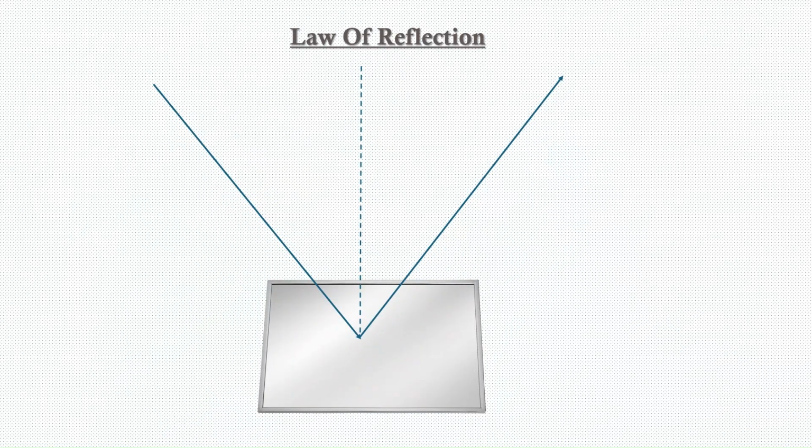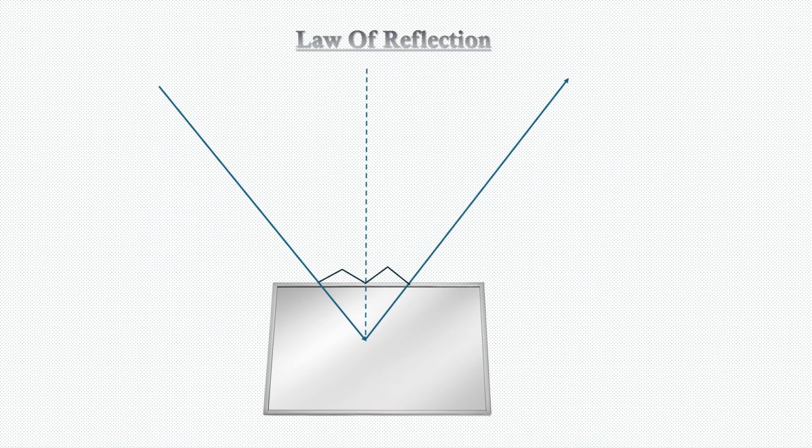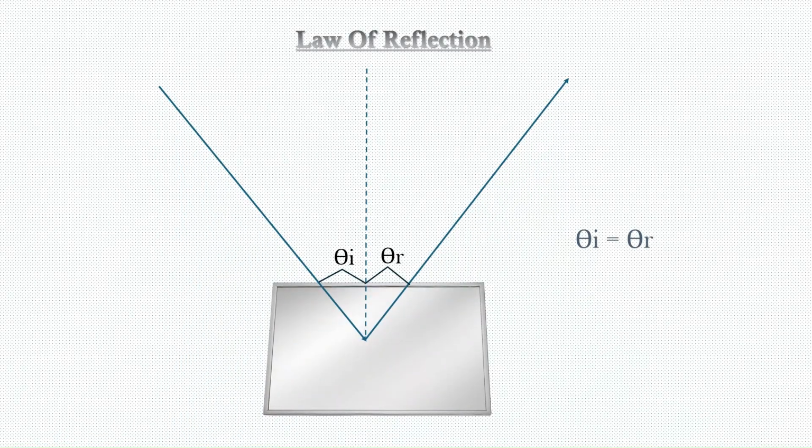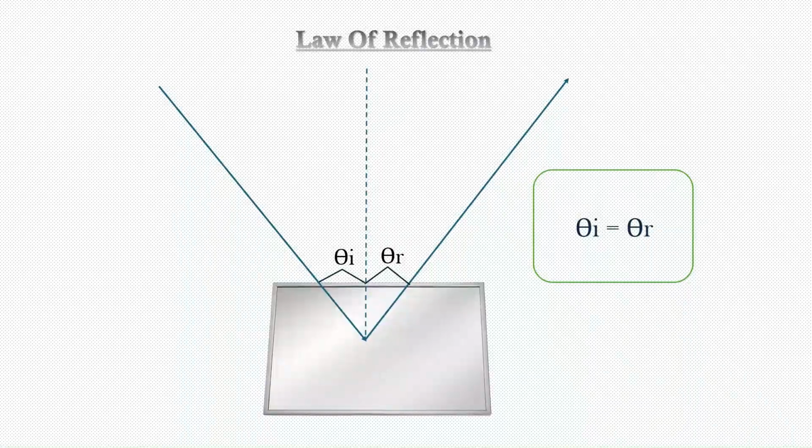Reflection follows a simple but very important law called the law of reflection. The formula is theta I equals theta R. In mathematical form, we write it as theta I equals theta R. Here, theta I represents the angle of incidence, and theta R represents the angle of reflection. This means that the angle at which light arrives is exactly equal to the angle at which it leaves.